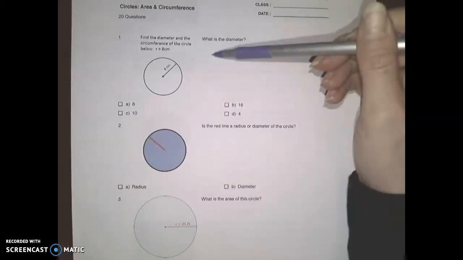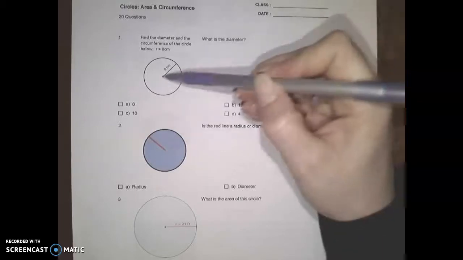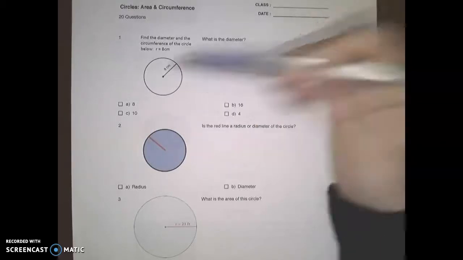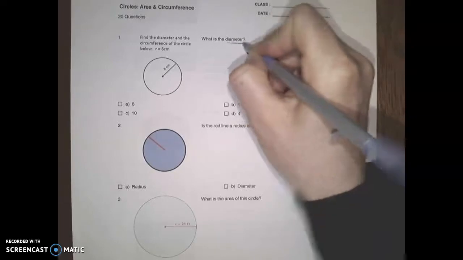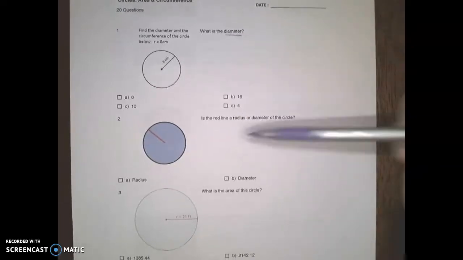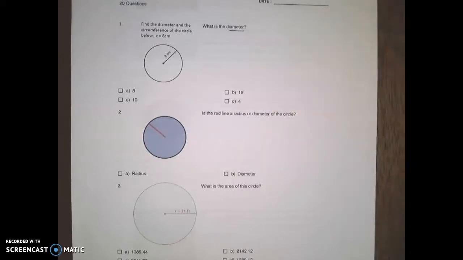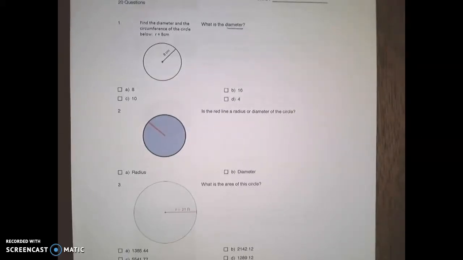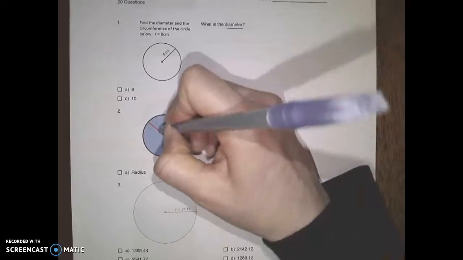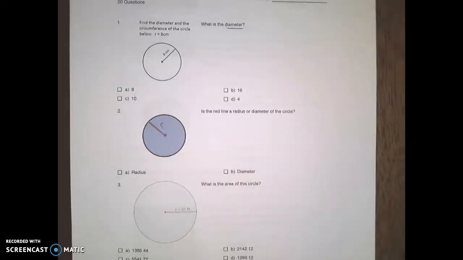Okay, finding what is the diameter. Remember, if this is a radius, you're going to multiply that by 2 to find the diameter. Okay, the red line, all I asked was, is it a radius or a diameter? Remember, halfway across the circle is a radius.